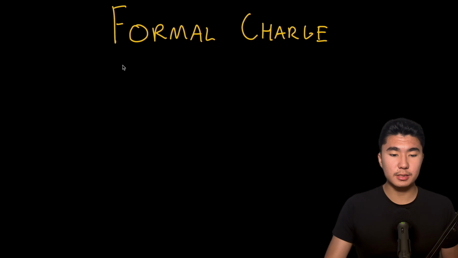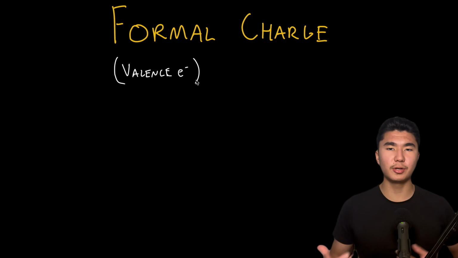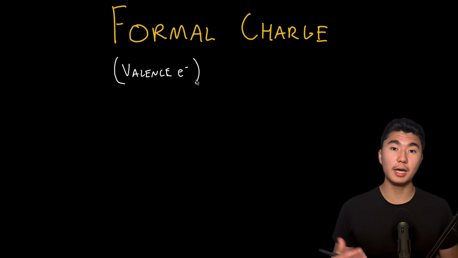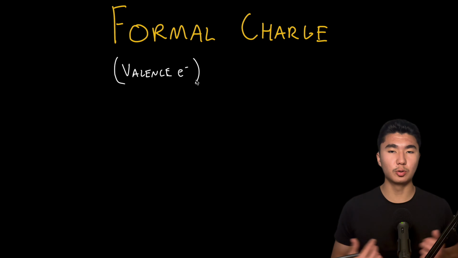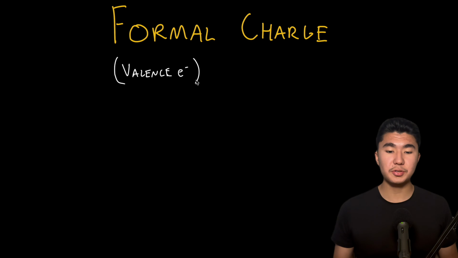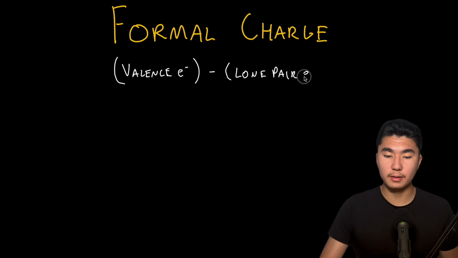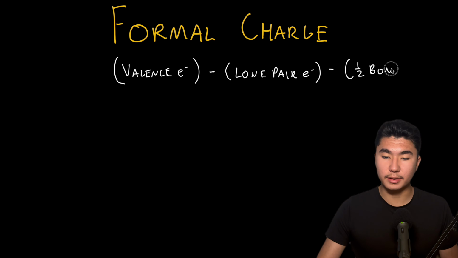So, the equation is going to be our valence electrons, and you can find these valence electrons just by looking at the periodic table, and it correlates to which group. For example, oxygen is going to have 6 valence electrons because it's in group 6, or also group 16. Now it's going to be valence electrons minus our lone pair electrons, so any lone pairs we have in that specific atom. And this is also going to be minus 1/2 of our bonding electrons.